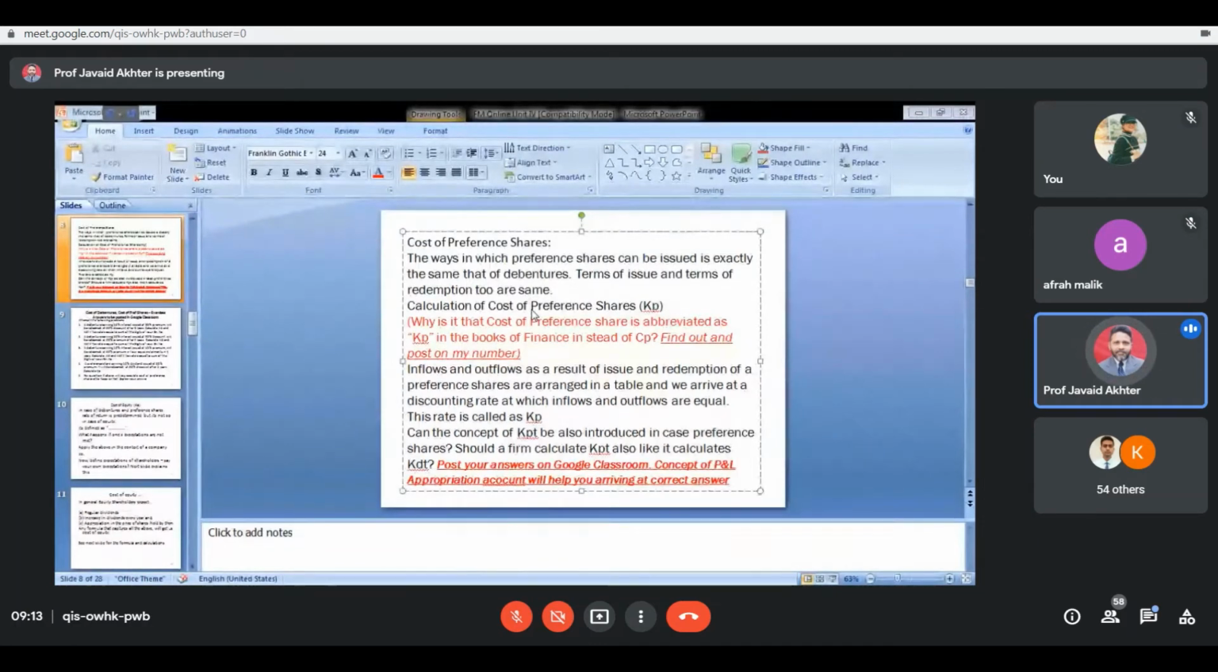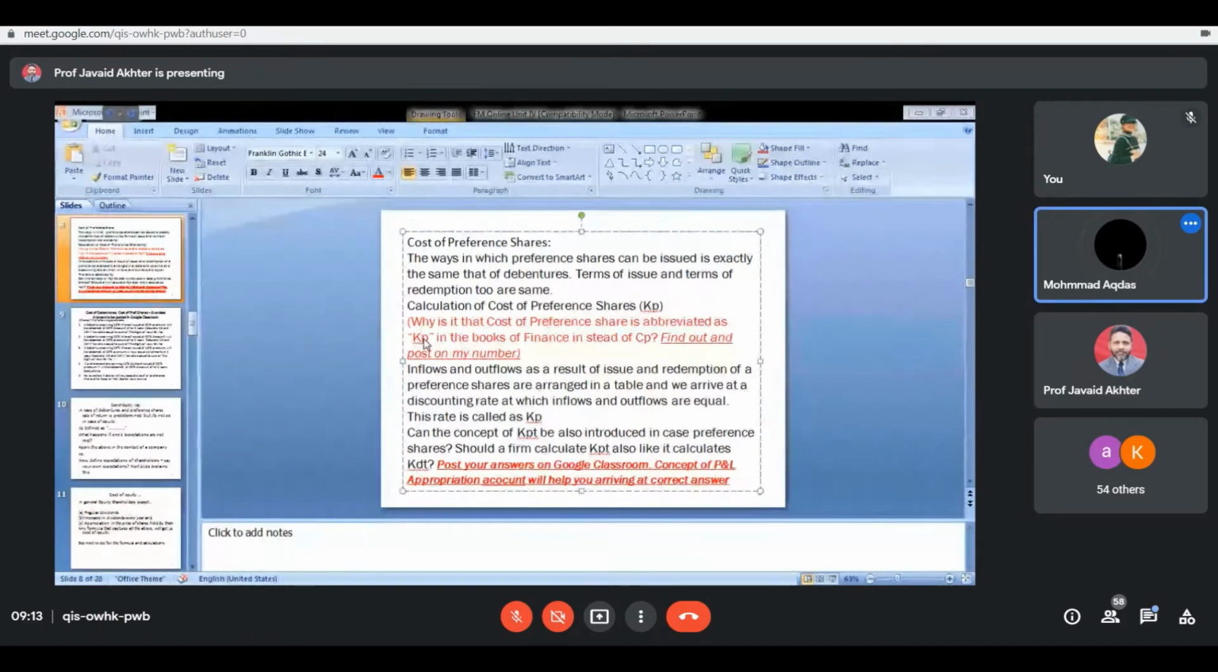One more thing I have written in the red font. Why is it that cost of preference share is abbreviated in the books as KP? In the books of finance, instead of CP, cost of preference share, they write KP. See, what is the short form of cost of preference share? CP or KP? What should be the short form?